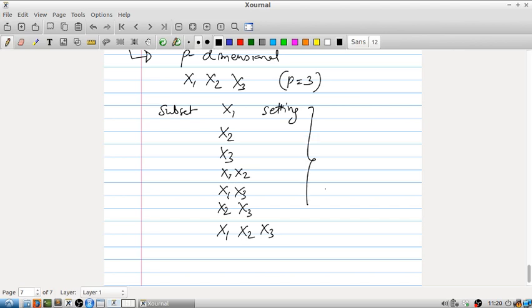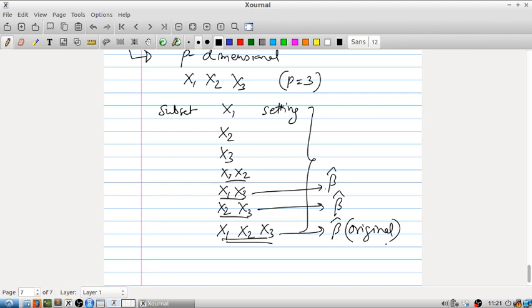We move away from linear regression. Actually, this would still give you a linear regression model, but here you have different models, because first of all, you're changing dimensions, and it's not the same features anymore. It's a reduced set of features, right? So for each one, you could have a beta hat. This one is the original, I guess.